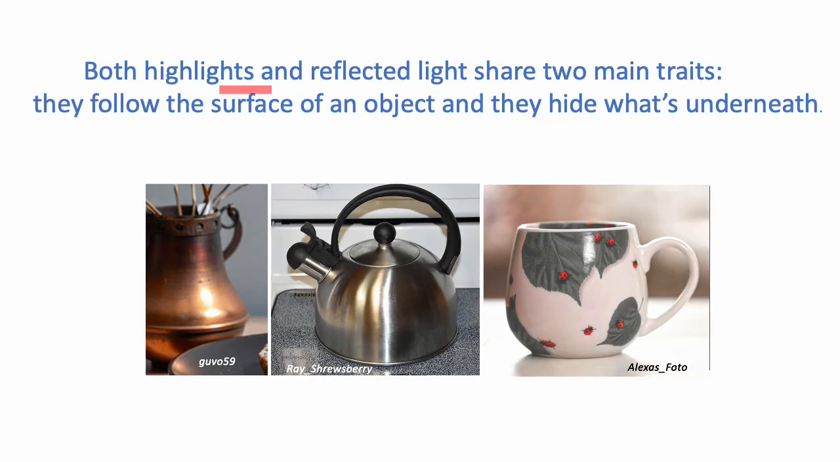Both highlights and reflected light have two main traits that they share. They both follow the surface of the object and they hide what's underneath. So here's a highlight and it follows the curve of the form, and it's maximum where the light is perpendicular to the surface. In this kettle, these are highlights that follow the form, and this is reflected light that also follows the form. And here is a highlight that obscures the pattern.